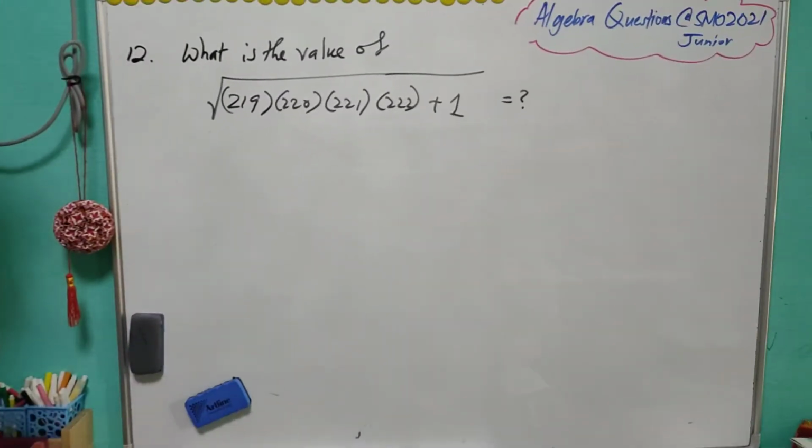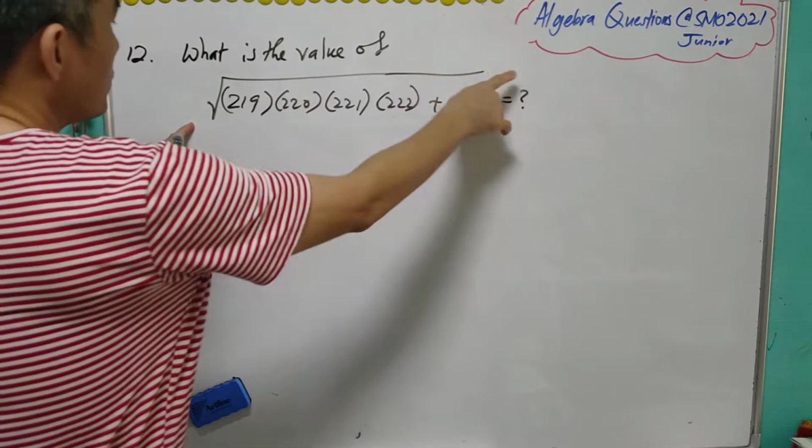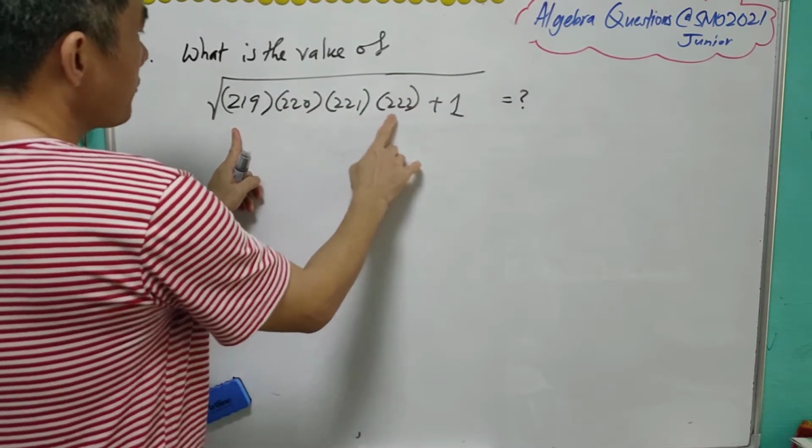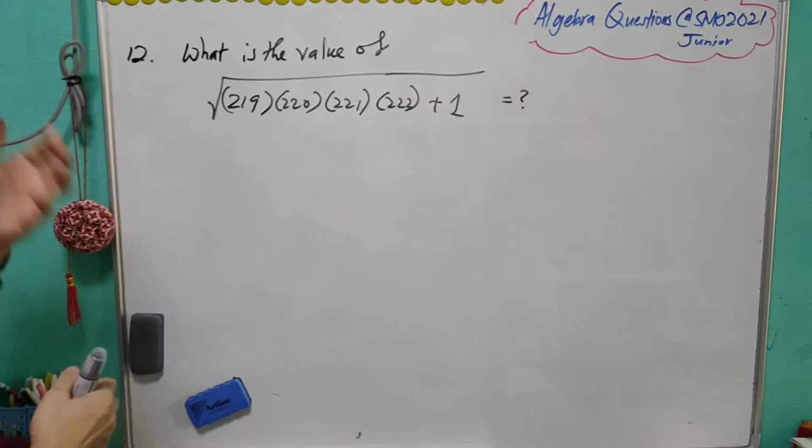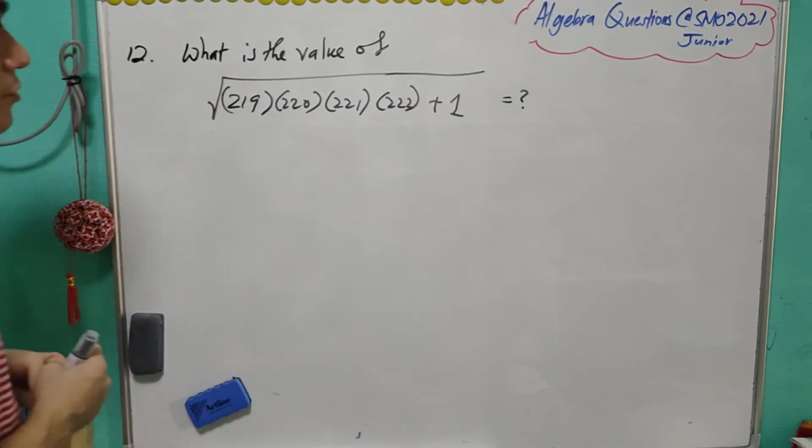For question 12, we are asked to find the value of the square root of the product of 4 consecutive integers plus 1. This is a very standard question asked in SMO for many years.